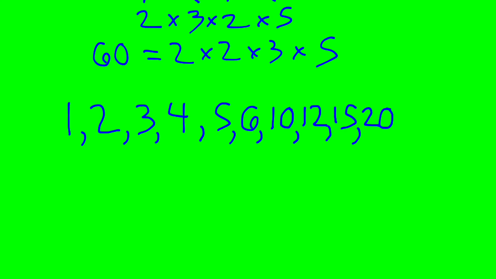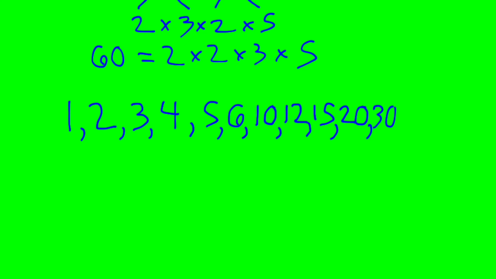Now, let me just check here. Okay, I've got 3 times 20. I've got 4 times 15. I've got 5 times 12. I've got 6 times 10. I need a pair that goes with 2. Well, I know that I've got 2 times 3 is 6, times 5 is 30. So there's 30.